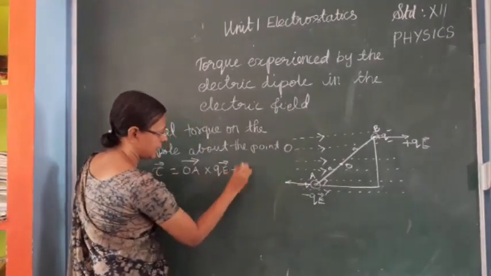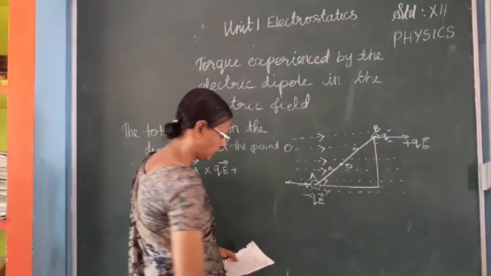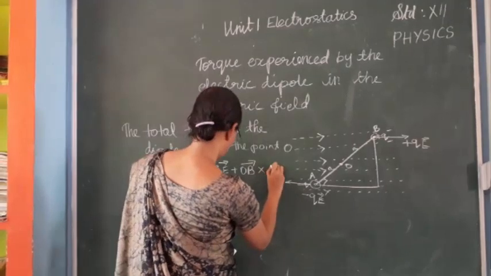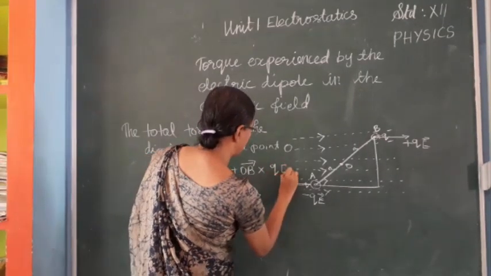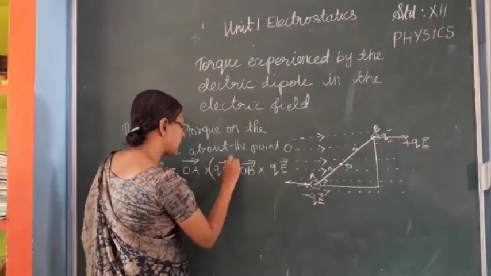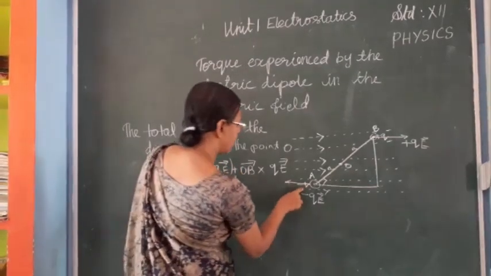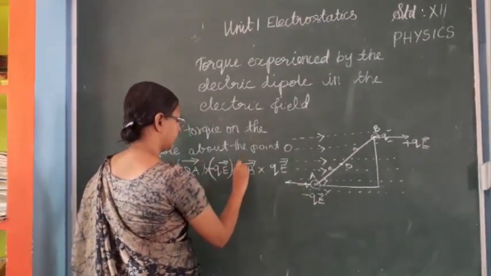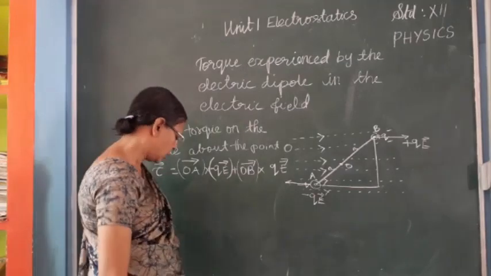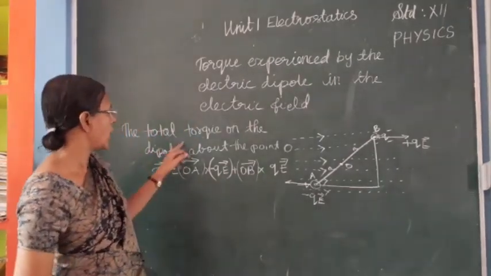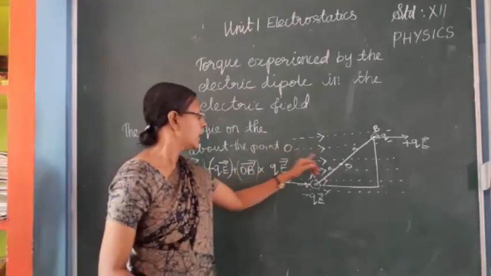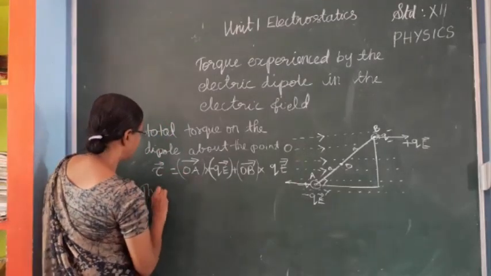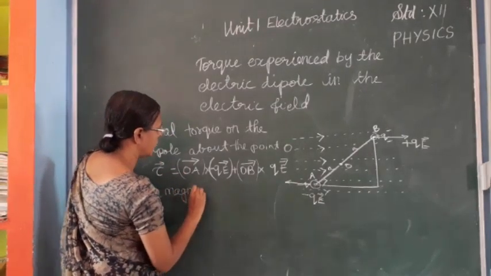Plus OB vector cross QE vector. Here this is a minus value, so minus QE, and here plus QE. This is the total torque on the electric dipole about this point O. So the magnitude of the total torque we have to find out now.